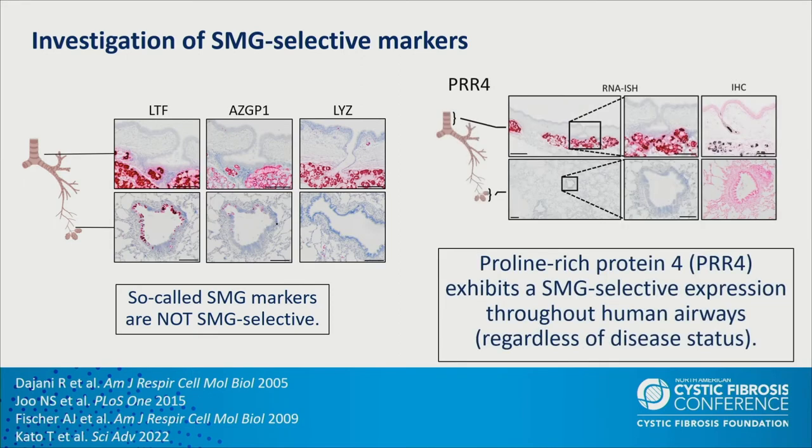But in contrast, PRR4, proline-rich protein 4, this marker is expressed in submucosal gland serous cells, but not in any other regions of human airways, including large airway, small airway, alveolar region, or any immune cells. And this expression pattern was not affected by any disease status investigated, including CF, asthma, bronchiectasis, and PCD.